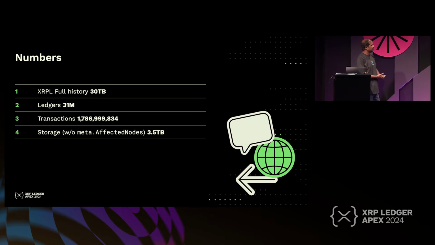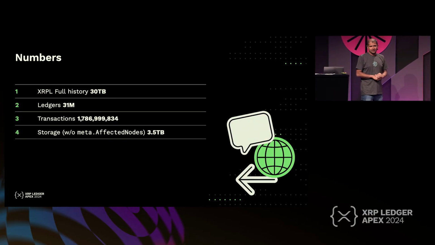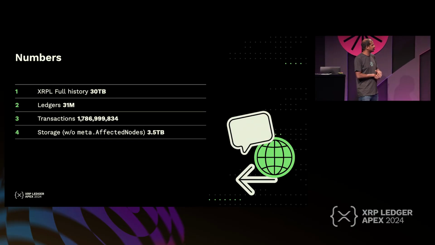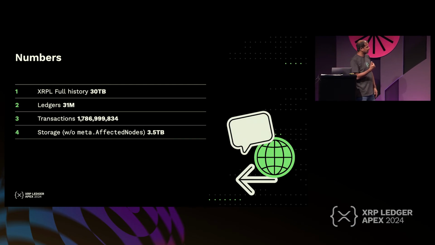This is some numbers. The full history is, last I checked, it has crossed 30 terabytes. I guess it's 36 last year, but I think 30 is a safe number. And in the platform, I'm trying to index, I've indexed about 31 million ledgers and all the transactions within it. So backfill is still ongoing as we speak. I think 50th million ledger I've started, but yeah, another 50 million ledgers to go. This many transactions already there in the index, 1.7 billion. And storage is about 3.5 terabytes.